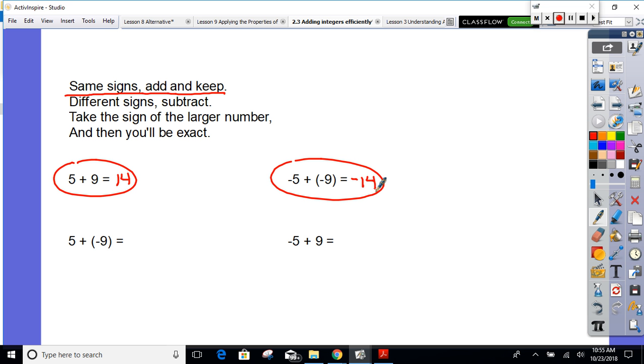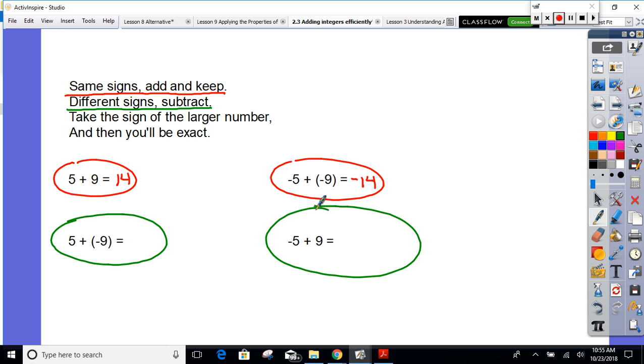Okay, the next one says different signs, subtract. So for both of these problems, we're going to subtract the absolute values. We're going to do 9 minus 5. You're always going to start with the larger one. Take the sign of the larger number, and then you'll be exact. So both of these have a 4 in the answer.